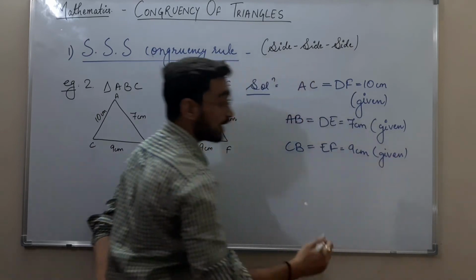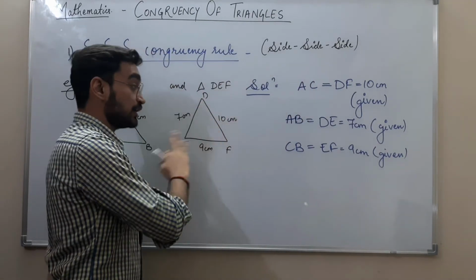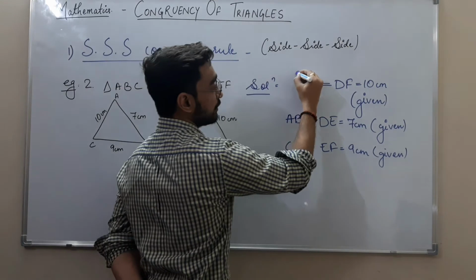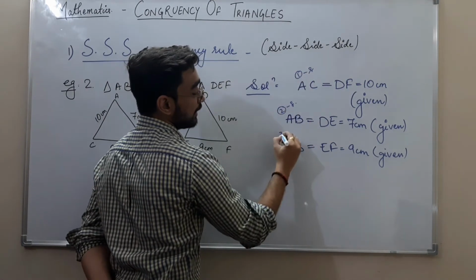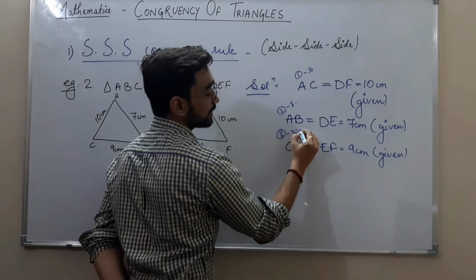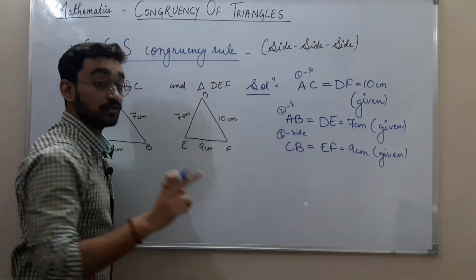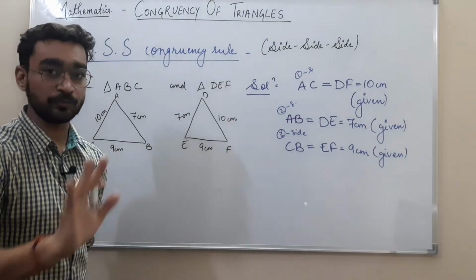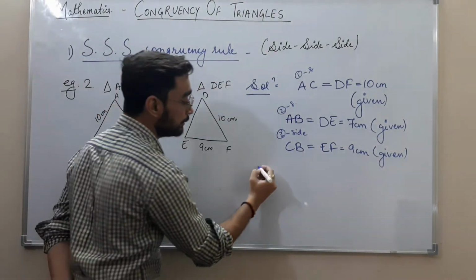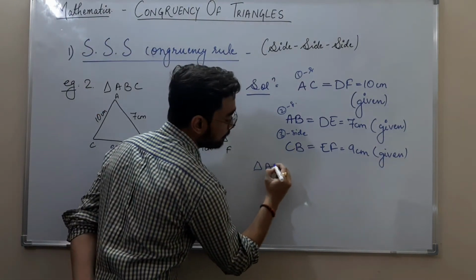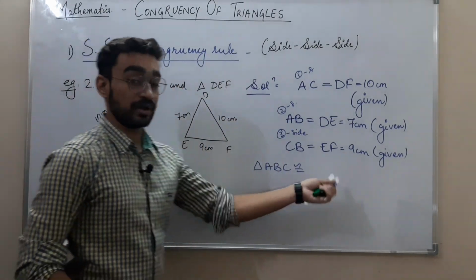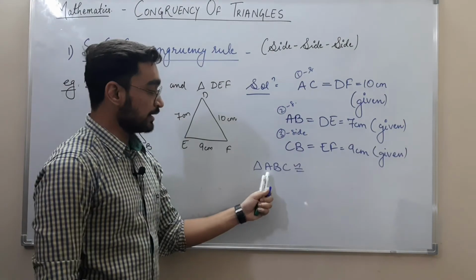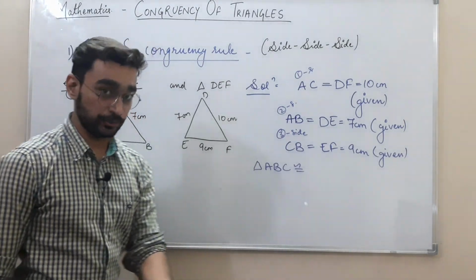So can I say that I have proved three things are equal in both of the triangles? First one is a side, second one is also a side, and third one is also a side. So all three are sides. So actually we have proved that three things are equal. So I can say that triangle ABC is congruent to. Now how to write the name of this one? Triangle ABC is congruent to.